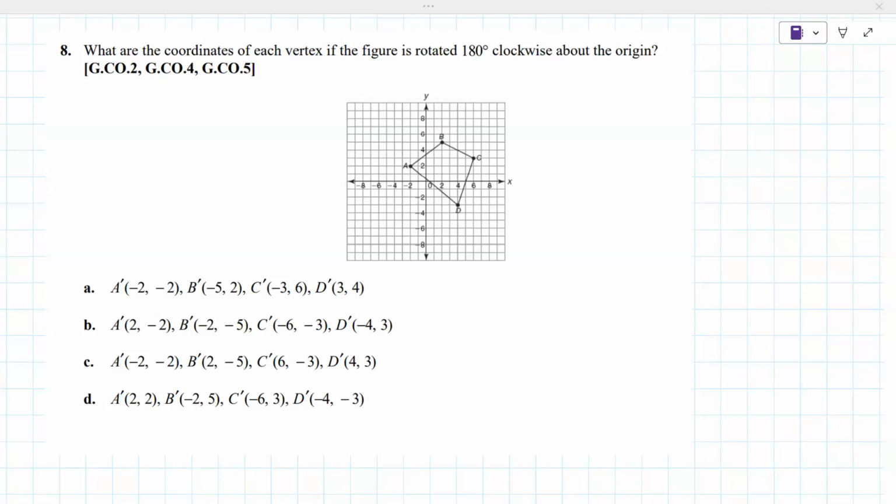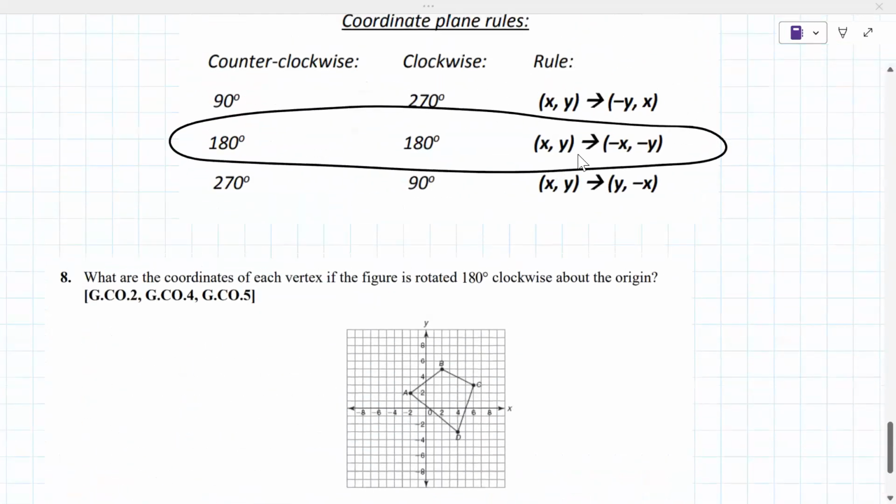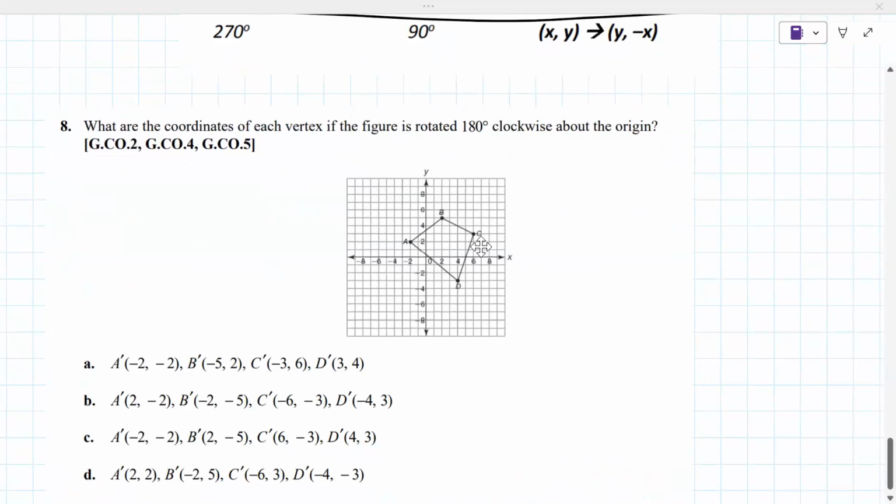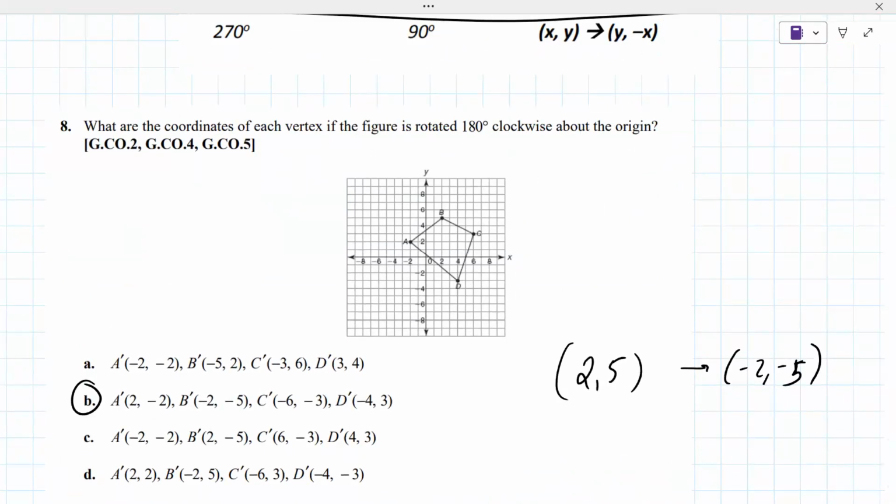Yes, 2, -2. Is it B? How did you come up with B? The rotation for clockwise 180 is negative. Okay, which ordered pair did you use to check it? 2 and 5. B. Okay, so B is 2 and negative 5, to -5. That's the only one. These multiple choice are kind of weak, but that's all we've got. It's a lot harder to make these up on the fly.